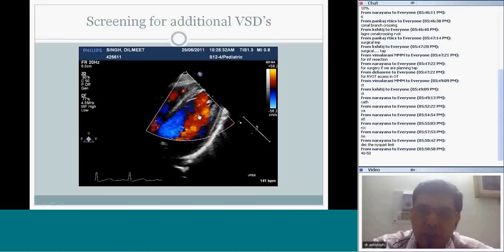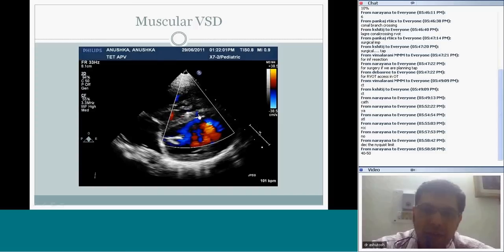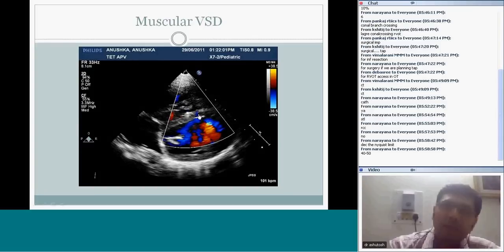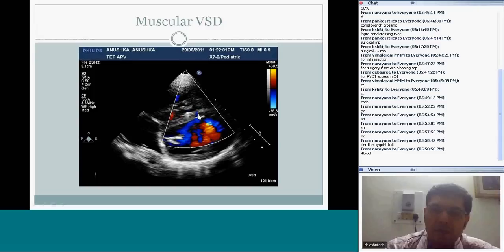Okay, can you see this? This is the additional mid-muscular VSD in one of the patients. So there's an additional crack here, but this is what I wanted to focus on. This is a small additional muscular VSD.